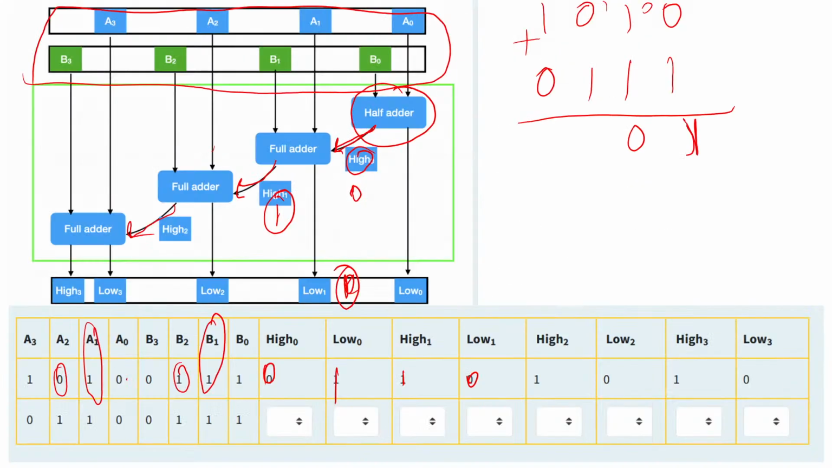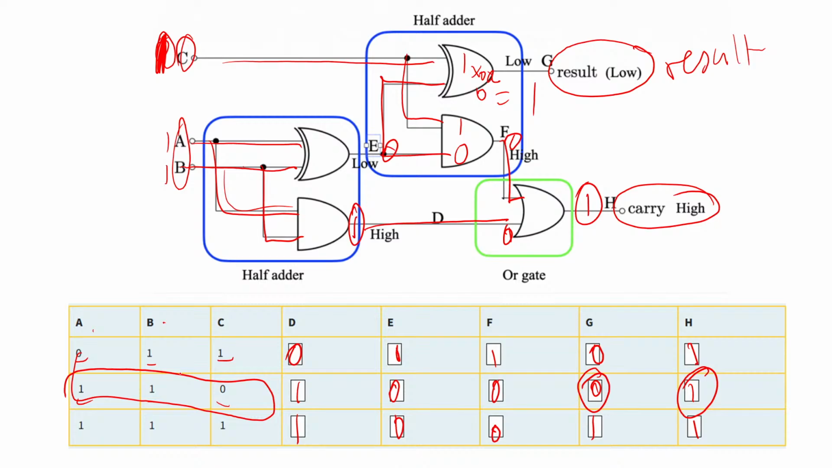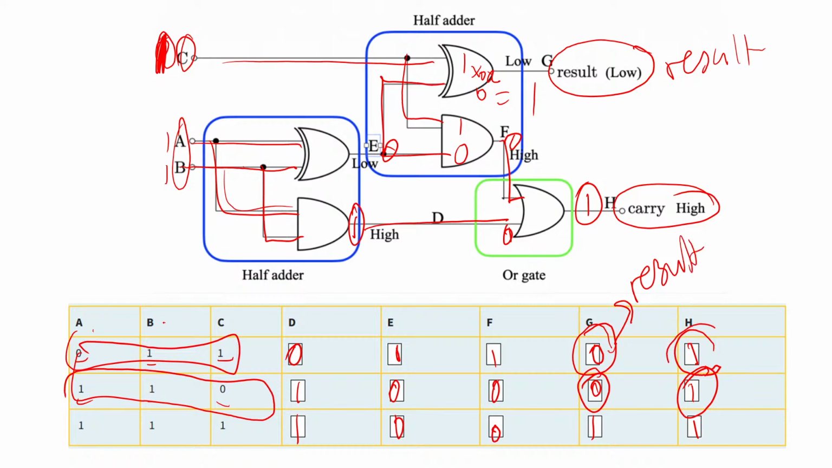So here A2 is going to be 0 and B2 is 1, so it's 0, 1, 1. We just look in our table, so the output should be 0. This is the result. Result should be 0, and the carry should be 1.